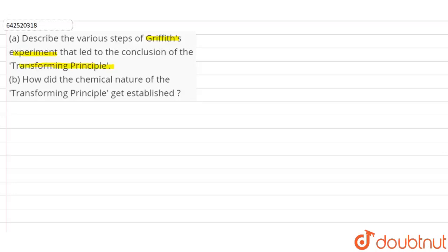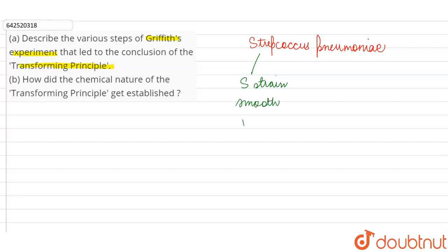So, Frederick Griffith carried out this experiment where he worked with the bacteria that are responsible for causing the disease pneumonia. There were two strains of these Streptococcus pneumoniae bacteria. On one hand, we had the S strain. It was called so because it formed smooth and shiny colonies. And this was the virulent strain. Virulent means pathogenic. It was capable of causing pneumonia.